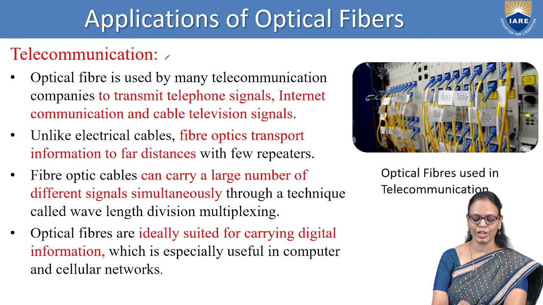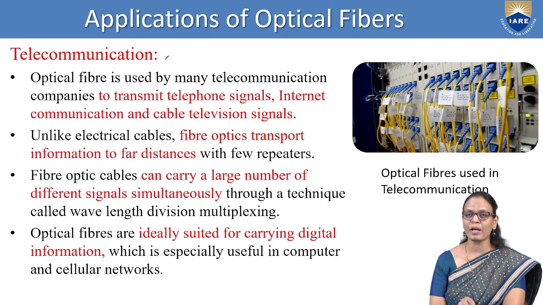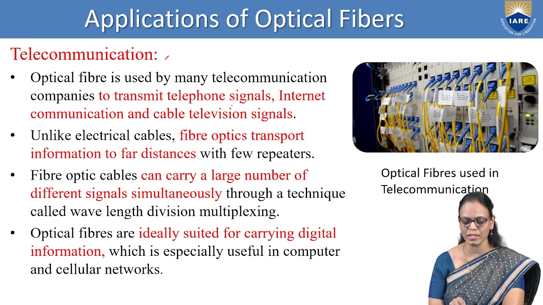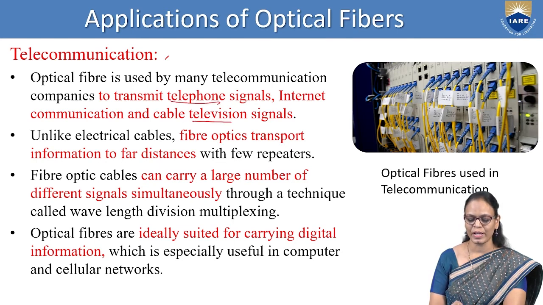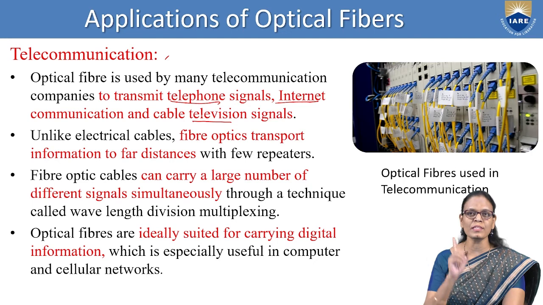Then comes telecommunication. Optical fiber is used in many telecommunication companies to transmit telephone signals, internet communication and also cable television signals. So we have telephone, television and internet. All these communications can be done using optical fiber. And in some cases, because the bandwidth is very high, we may be using one single optical cable to carry different types of signals. That is also one more greatest advantage of using optical fiber.